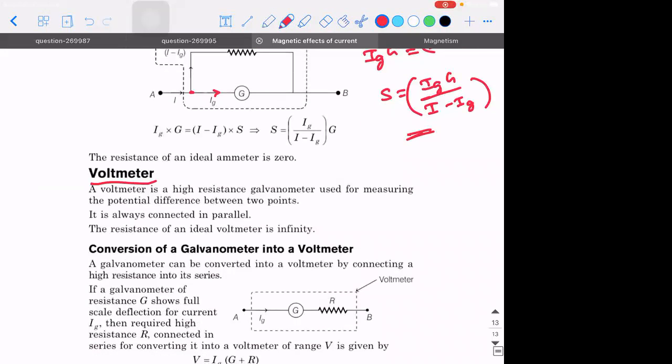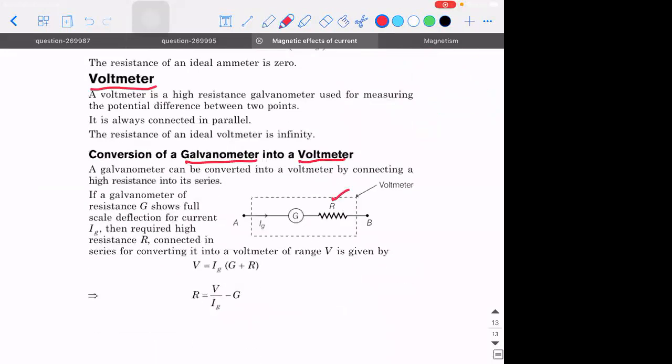Then what about a voltmeter? So for conversion of a galvanometer into a voltmeter, you need to connect a high resistance in series with the galvanometer so that you ensure less current is flowing through it. That is one logic. The second logic is that a voltmeter has high resistance. That is the reason. Okay.